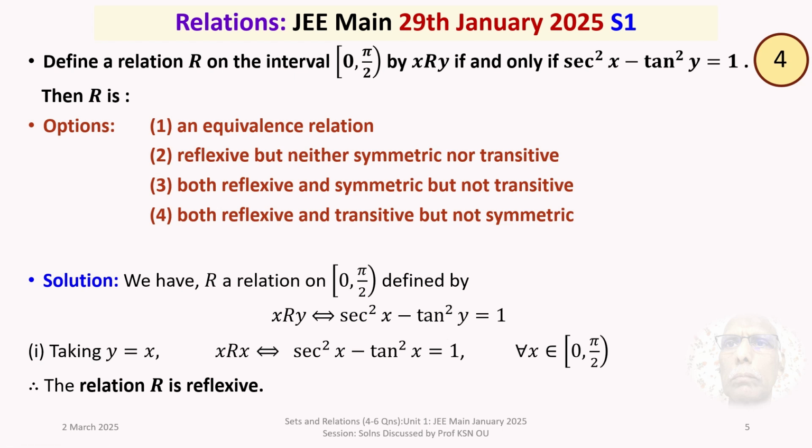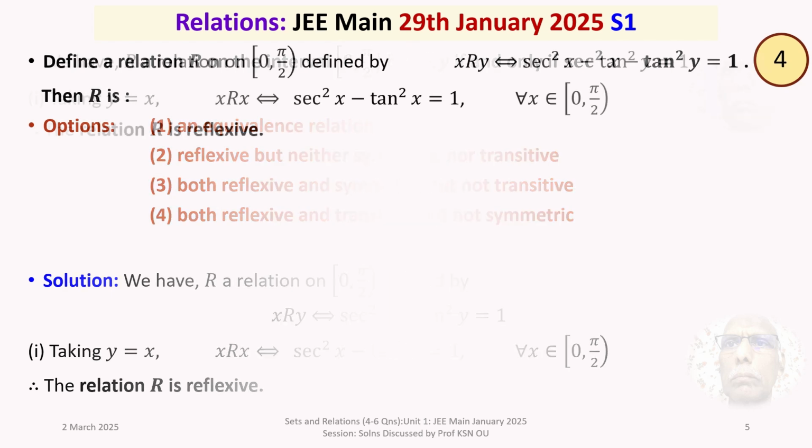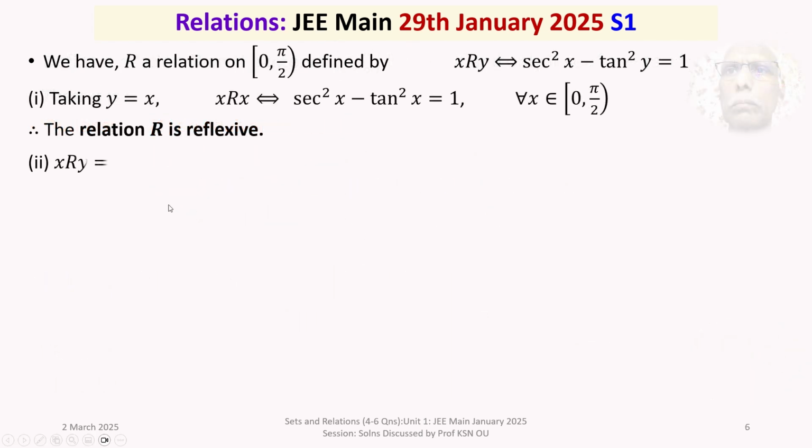Now, let's go to the next slide for the discussion of the remaining two properties of the relation R. Second, x related to y. Our idea is x related to y implies y related to x. Is it so? If it is so, then it is symmetric.